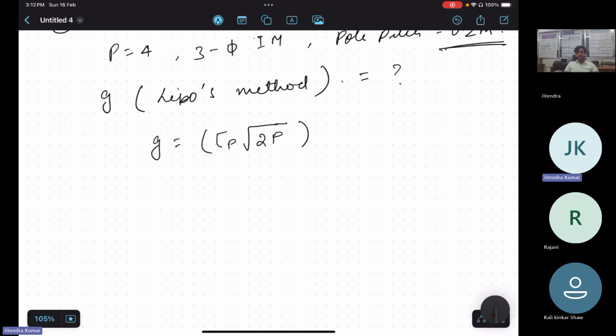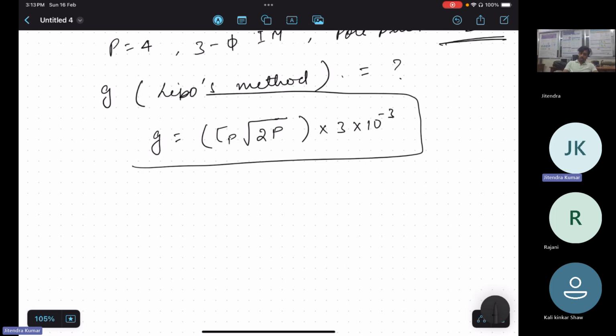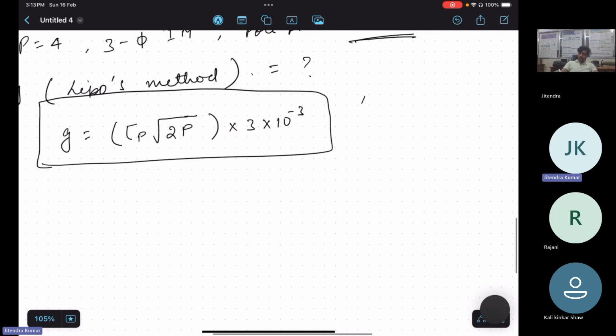So that is Say's method: g plus 2 times under root L D. That is Say's method. But do not get confused between the two of them. So this is with Lipo's method, and if you multiply 3 times 10 to the power minus 3, this is the expression of air gap for Lipo's method.